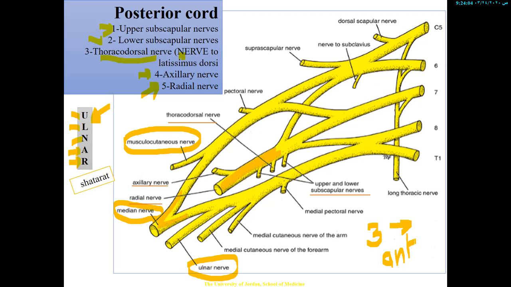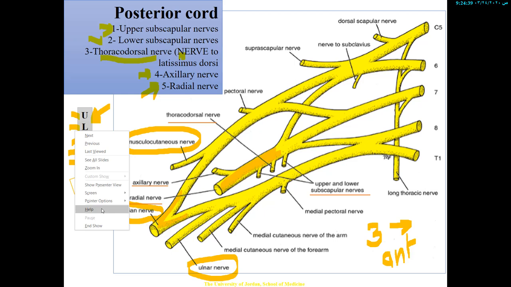Now, the divisions are tags. What comes from anterior divisions should be seen only in the flexor compartments, in the anterior compartments of the arm and forearm. So you will see the musculocutaneous nerve supplying the anterior compartment of the arm. The ulnar nerve and the median nerve, you will see them in the anterior compartment of the forearm and as well in the hand. So this is very important.